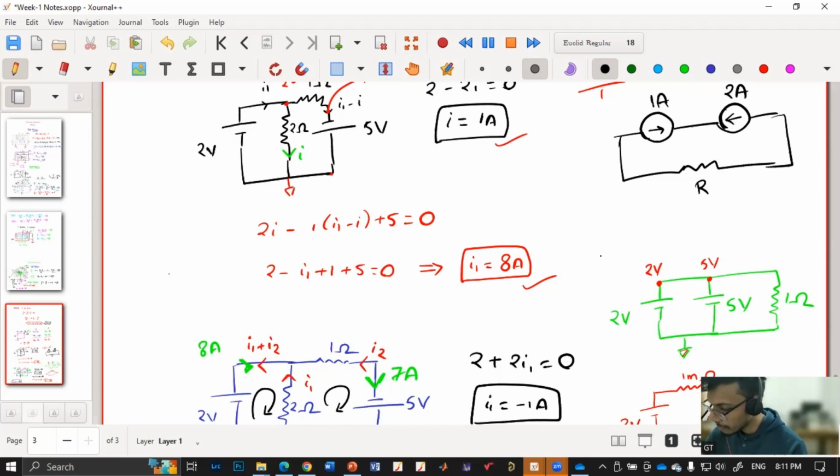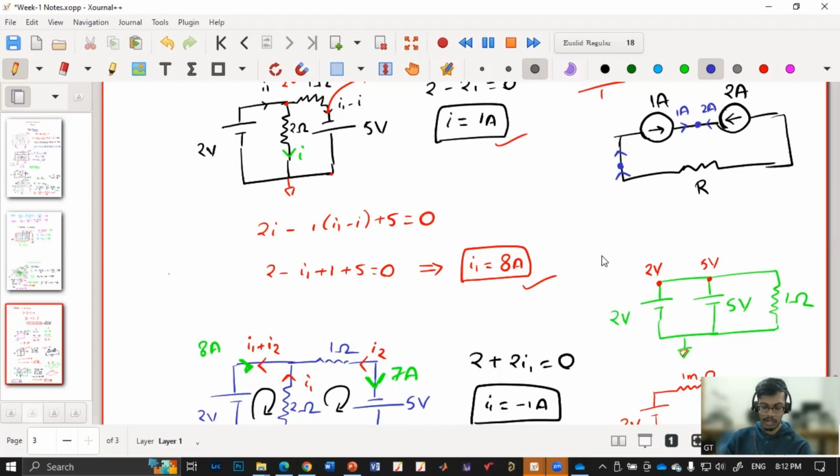Also, if I take any node here, the current entering should equal the current leaving, right? If I consider this node, the current entering is 1 ampere here, and the current entering is also 2 ampere here. But that is not possible, it should follow KCL. Either the current entering should equal the current leaving, or the total current entering should be 0. So in the case of series connected current sources, KCL fails. In the case of parallel connected voltage sources, KVL fails. That's why it is not physically feasible either.